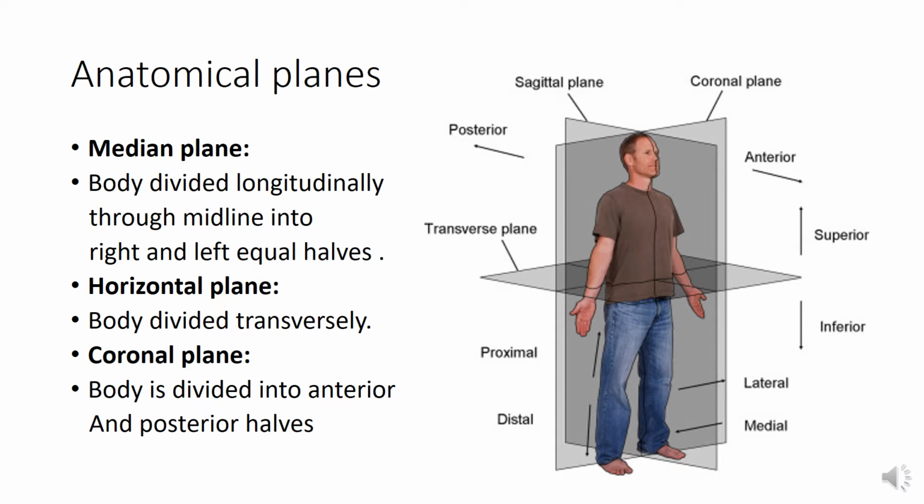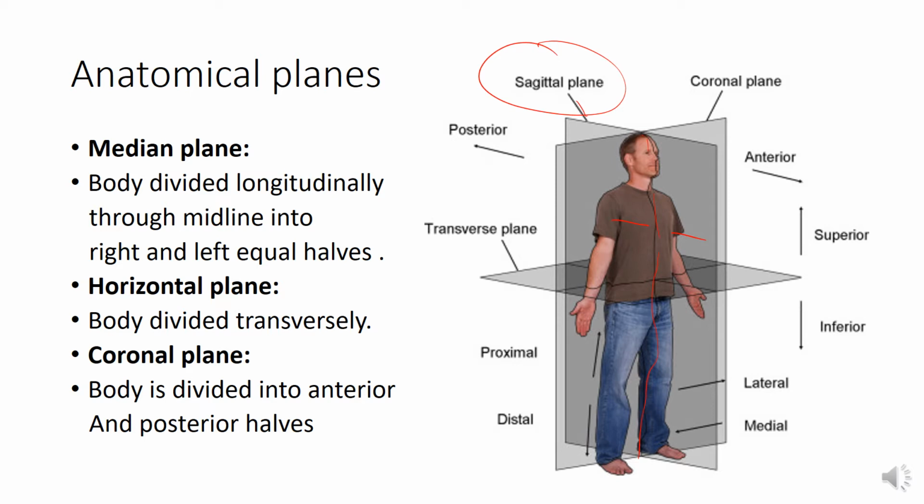Now the median plane: this is the vertical plane that divides the right side and left side of the body lengthwise along the midline into externally symmetrical sections. So this is the sagittal plane. You can see the body is divided into two externally equal, symmetrical halves. This is also called the mid-sagittal plane. Any plane parallel to the mid-sagittal plane is referred to as the parasagittal or paramedian plane, or the sagittal plane.